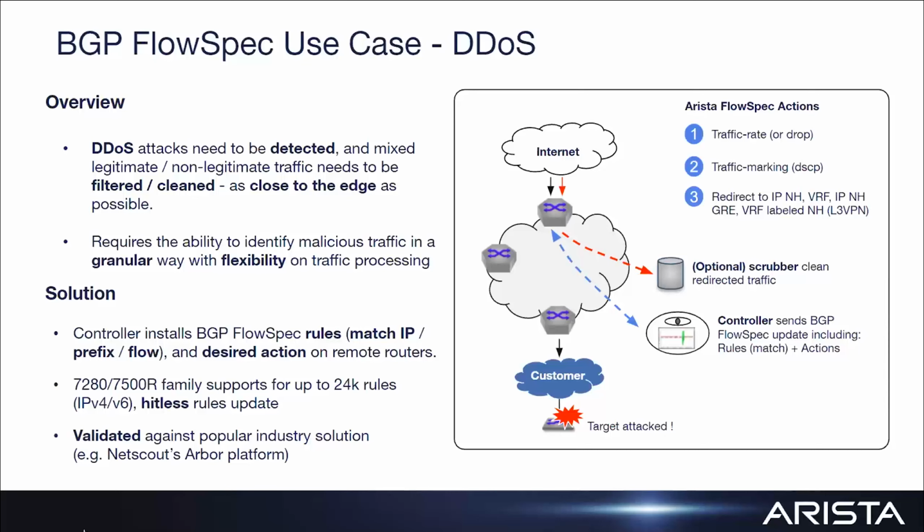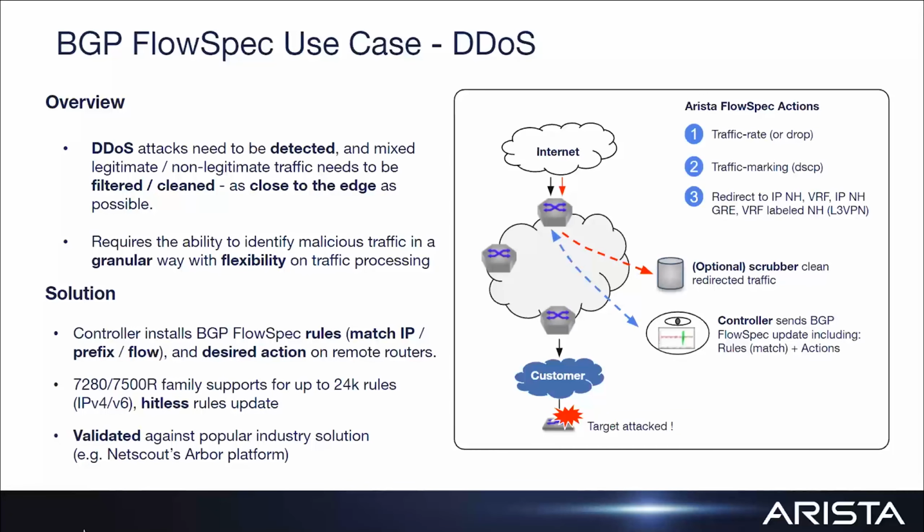And so firstly, we can have some sort of controller, and this could be a third-party solution, such as in the example I will show, Netscout's Arbor platform, but of course many other platforms are available. A controller can monitor that traffic, and if it were to detect an attack, it can then program flow spec rules on Arista EOS devices.